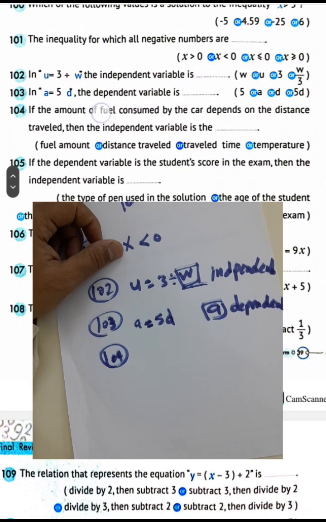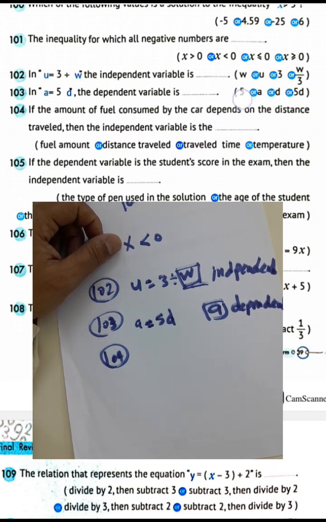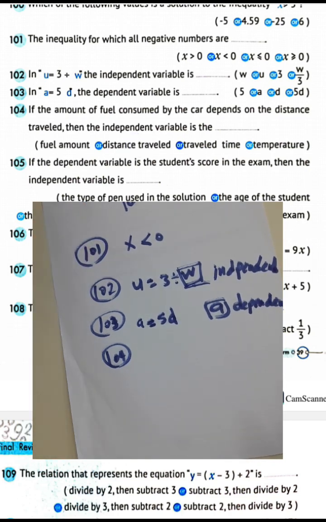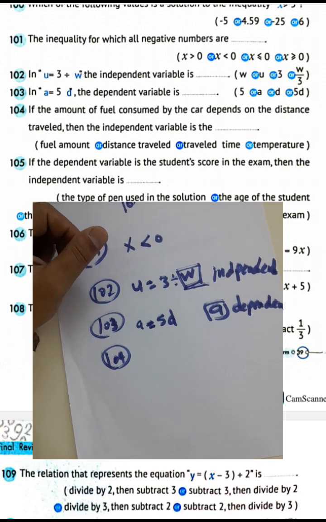And question 104. The amount of fuel consumed by the car depends on distance traveled. Then the independent variable here is the distance traveled. Okay, because the amount of fuel in the tank of the car depends on the distance traveled. Depends on, meaning what? Depends on the independent variable. Independent here, distance traveled.